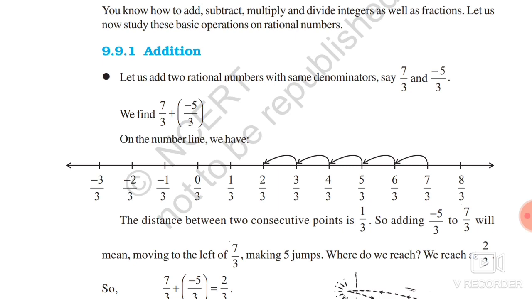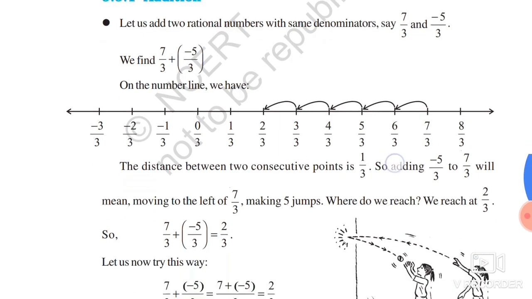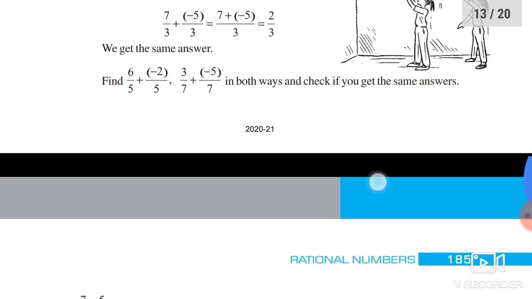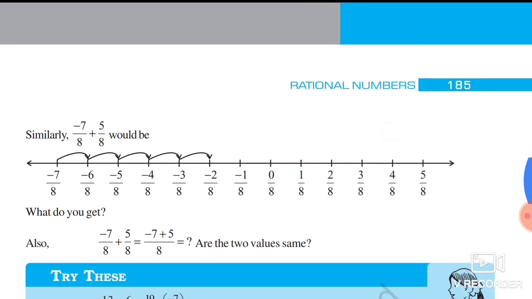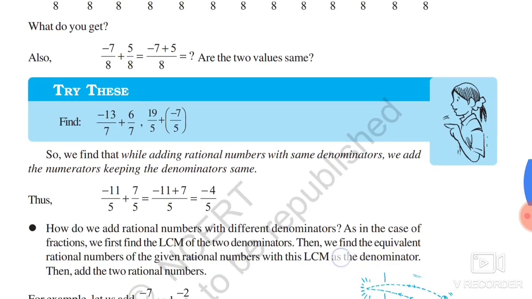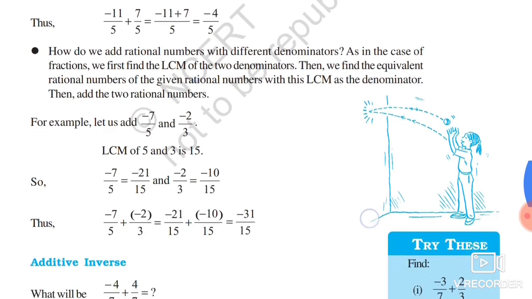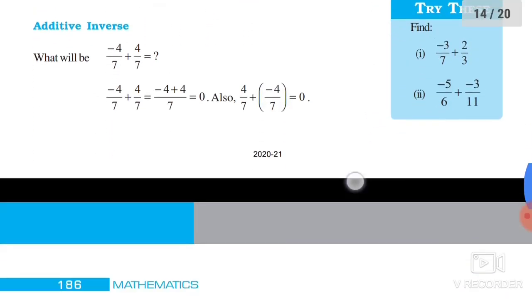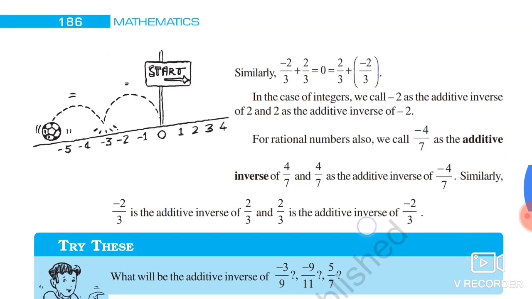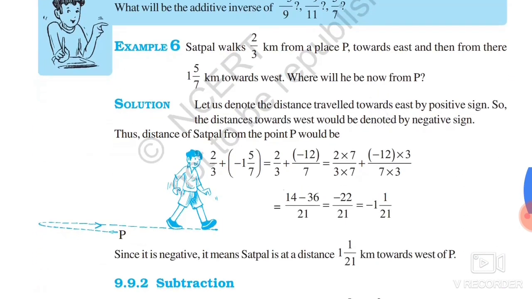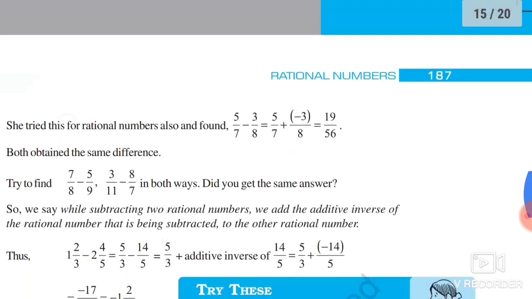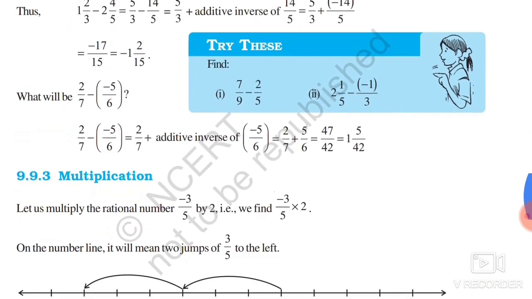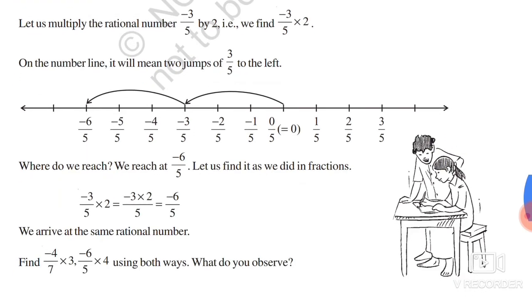Once again, it is just a reminder of what you did. Then you learned about subtraction in this lesson, the multiplication of rational numbers, and finally the division of them. Division, how do we do it? We take the reciprocal of the second number and we multiply. Let us see one example from the textbook now.